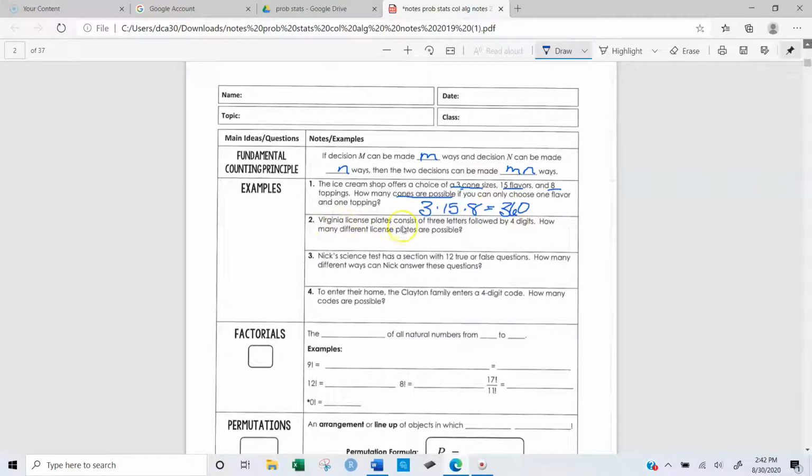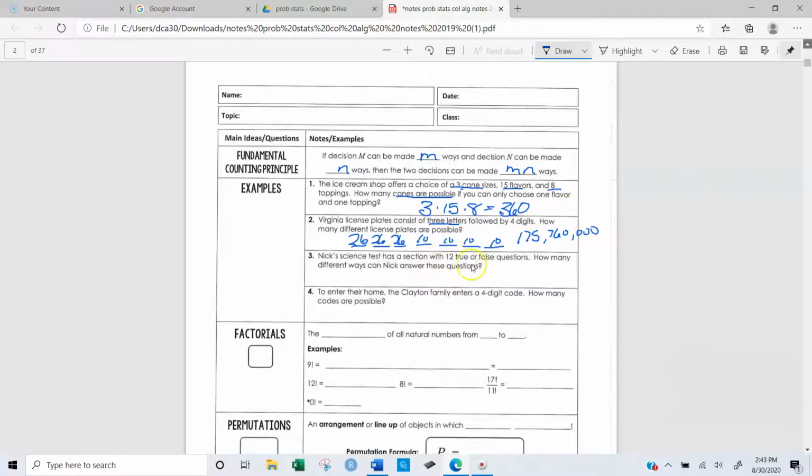This one was a little different. A license plate consists of 3 letters followed by 4 digits. So let's look at this. We have 3 letters, I'm going to draw lines, and 4 digits. All right, there are 26 letters in the alphabet. So there's 26 options for the first one, 26 for the second, and 26 for the third, because it did not say I couldn't use duplicates. Digits is like 0 through 9, so there's 10 options for each of those. So when you multiply that together, you should have gotten 175,760,000 different combinations.